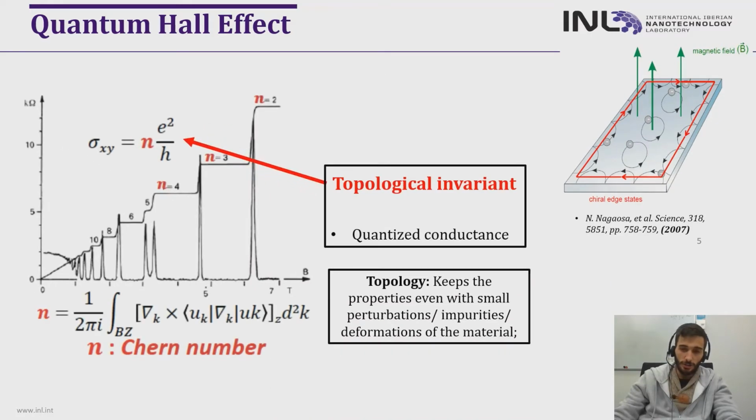And this current is quantized, meaning that we have a quantized conductivity, depending only on this topological invariant, which is the Chern number, depending on the number of channels that we have. And it is topological because even if we deform the material, the edge states are going to still be there, or if we put impurities in the bulk of the material, it will not influence these currents. So it is topological, it keeps the properties under smooth perturbations.